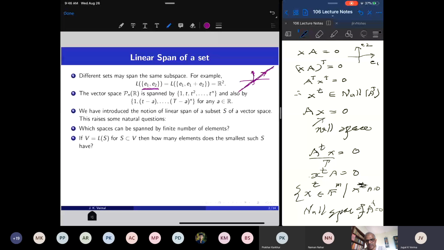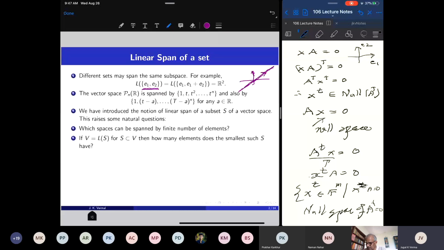I need at least two vectors, and we will see that it is enough. We can realize R2 as a linear span of two vectors, and you don't need more than two vectors. But then it's not clear at this point whether any two subsets S will have the same number of elements if those subsets have the property that no proper subset of S can give rise to a subspace, the whole space.